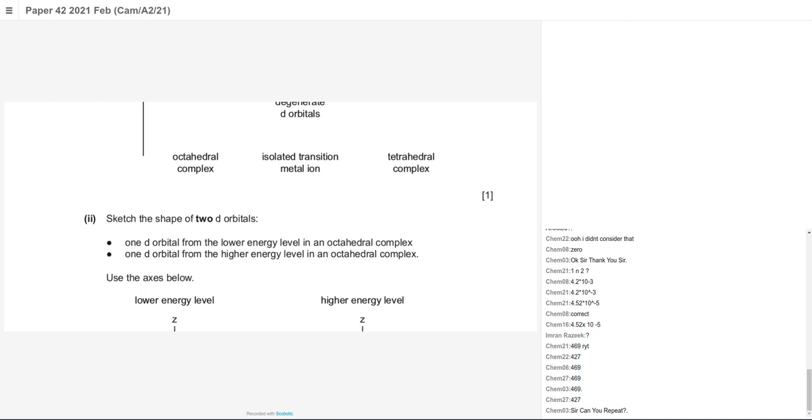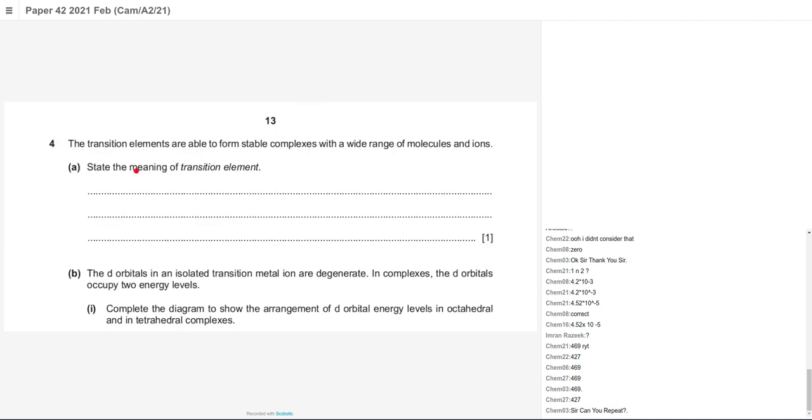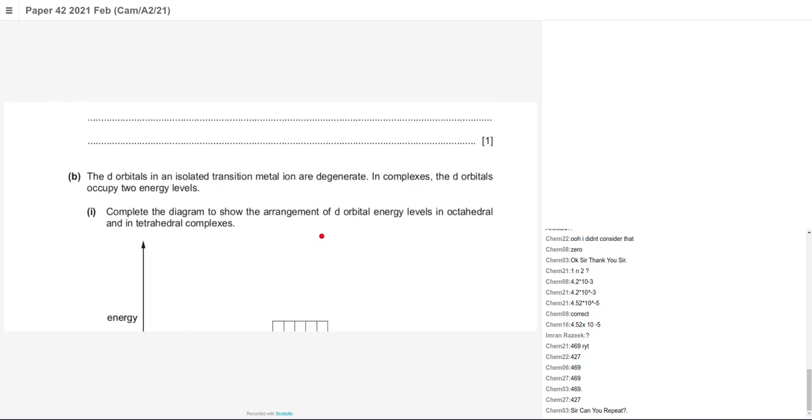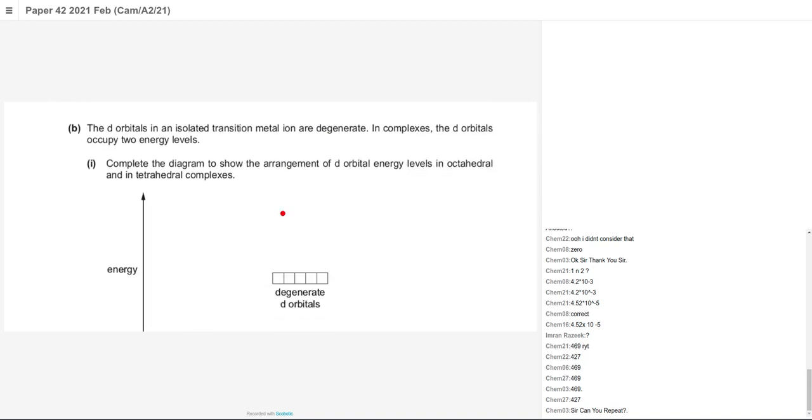This question 4: the transition elements are able to form stable complexes with a wide range of molecules and ions. State the meaning of the transition element. It means an element which has at least one ion with a partially filled d orbital.